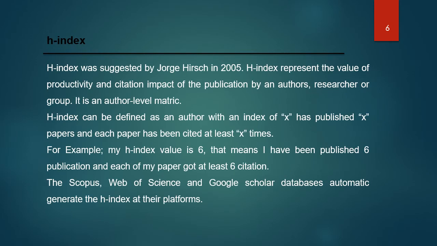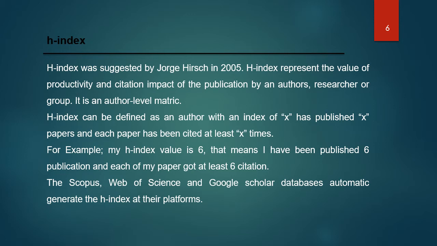Okay, what is H index? H index was suggested by George Hirsch in 2005. It is an author level metric, and it represents the productivity and citation impact of the publications by an author, researcher, or group.